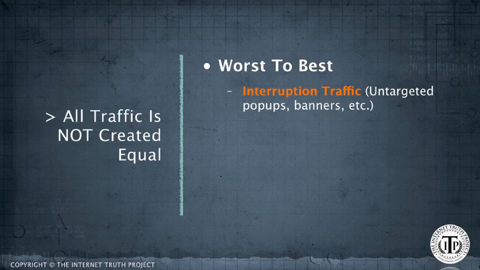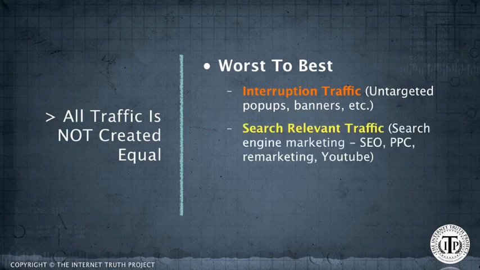A step above that would be a targeted pop-up or a targeted banner, but oftentimes you'll see pop-ups on websites that are completely unrelated to what you're looking at. Not that a pop-up is really high quality, but if it's targeted to what you're looking at, it is going to be a little bit higher quality. The same thing goes with banners or any other type of advertisement. Next is called search relevant traffic. I should have probably called it relevant traffic, because a pop-up that's relevant to what you're looking at is more valuable than one that's unrelated to what you're looking at.